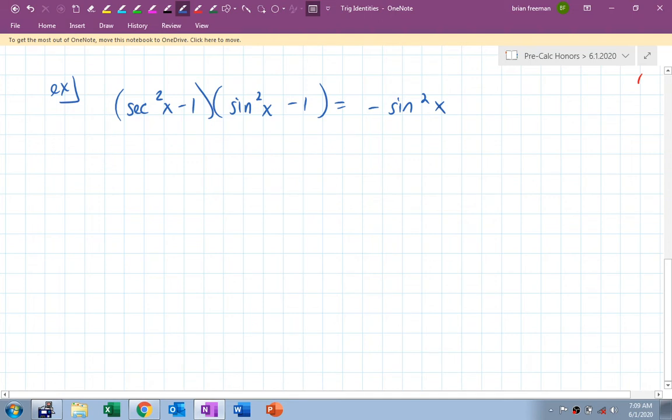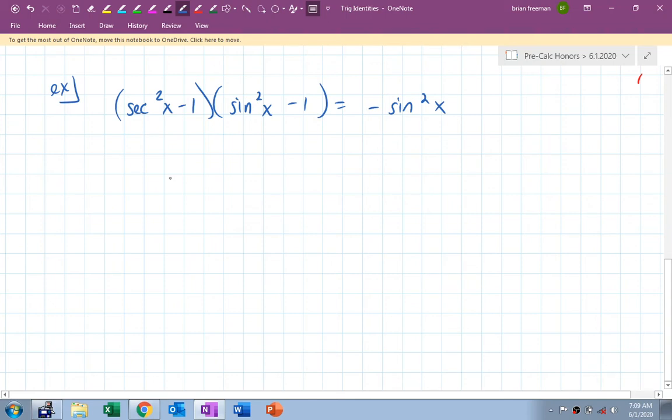So again, our goal is negative sine squared x. But you really don't want to touch that. So you have options here. One option I would highly advise not to do would be to FOIL. It's going to be very messy, and it's not going to help you out in any way. But we got stuff squared, so what you want to look at is Pythagorean identities.